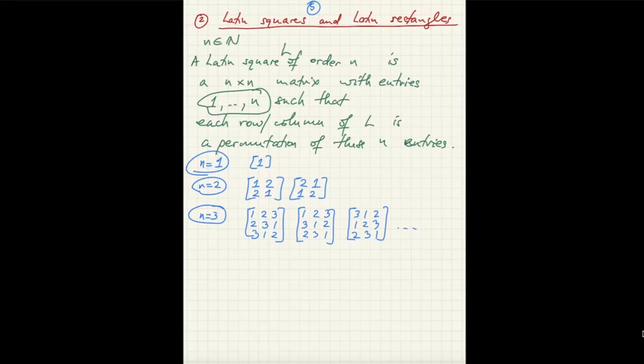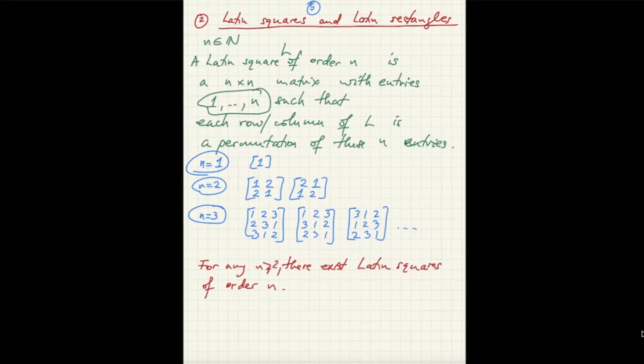Now, what problems can we study here? First of all, for any n, are there Latin squares of order n? And that's true. For every n greater or equal to 2, there exist Latin squares of order n.